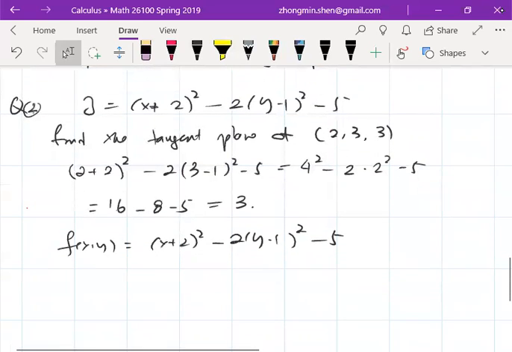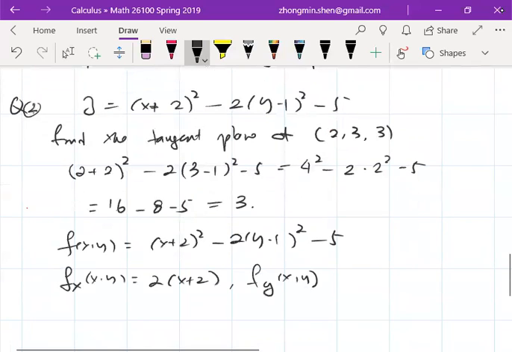Okay, so you have to find the partial derivative. That's our motivation why we have to find derivatives, right? So when you differentiate this function, only the first term survives. It's x plus 2. And then you find the partial derivative with respect to y. And only the second term survives. It's minus 4, y minus 1, right?